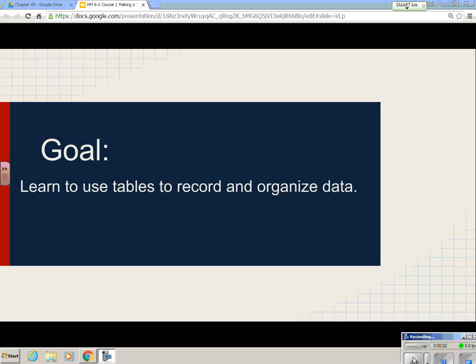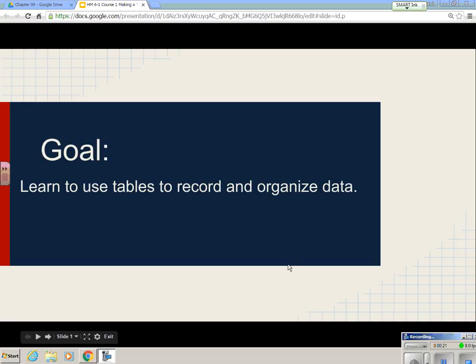Welcome back to math. We're going to get started with a new unit today, and it's obviously going to be about data. You can see it in the goal itself. Make sure you have today's date and page number written down. And this goal: learn to use tables to record and organize data.